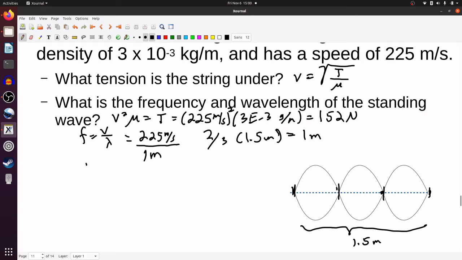Well, in the end, your frequency is 225 hertz. Okay, so that gives me my 225 hertz, and it says wavelength. Oh, I already figured that out. That's 1 meter, because I couldn't get my frequency without it. So here we go. That solves that problem.